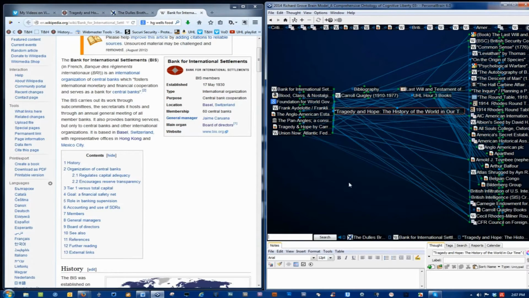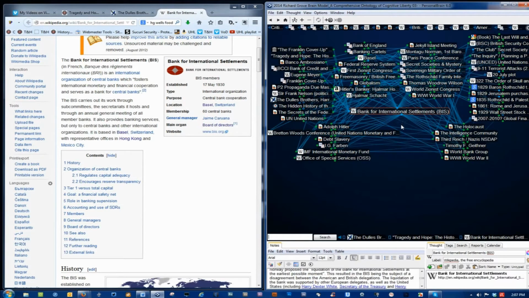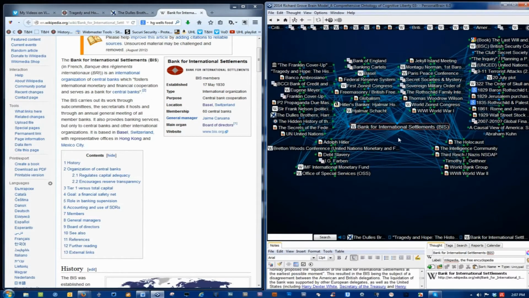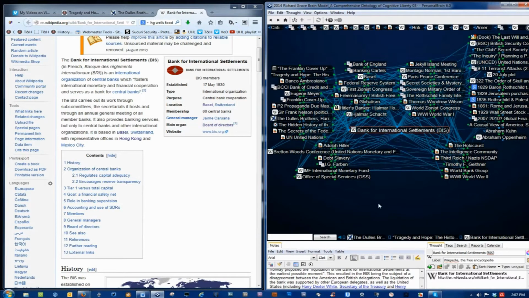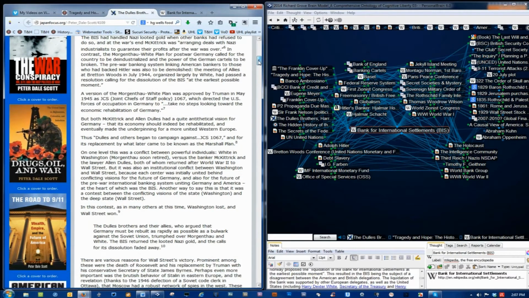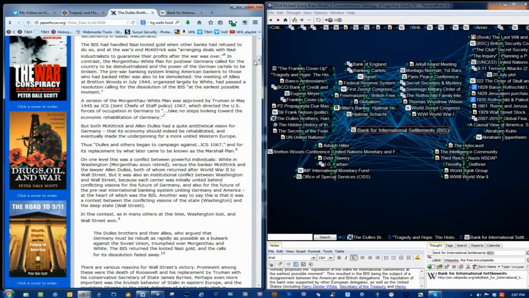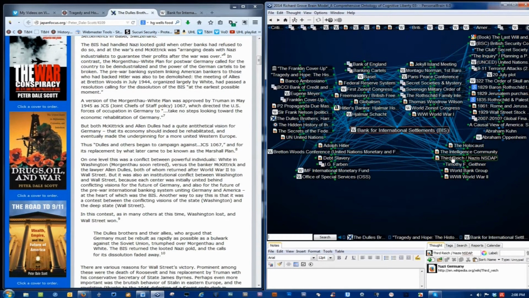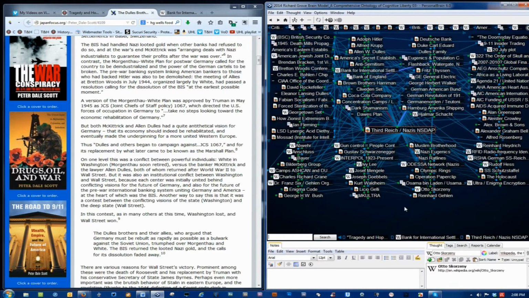To assist in this task, a new private bank called the Bank of International Settlements was established in Basel, Switzerland, owned by the chief central banks of the world and holding accounts for each of them. The Bank of International Settlements was to serve as a central banker's bank and allow international payments to be made by merely shifting credits from one country's account to another on the books of the bank. The BIS had handled Nazi-looted gold when other banks had refused to do so. And at the war's end, McKittrick was, quote, arranging deals with Nazi industrialists to guarantee their profits after the war was over, end quote.